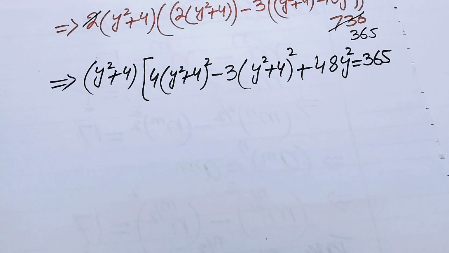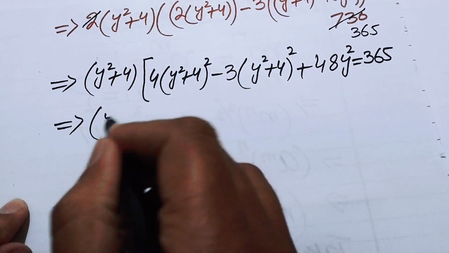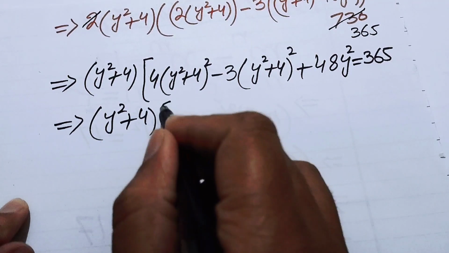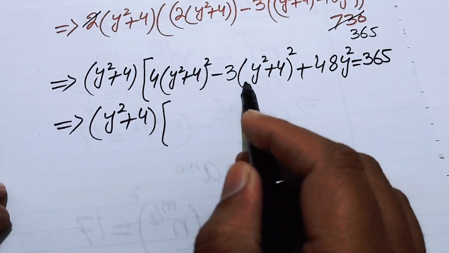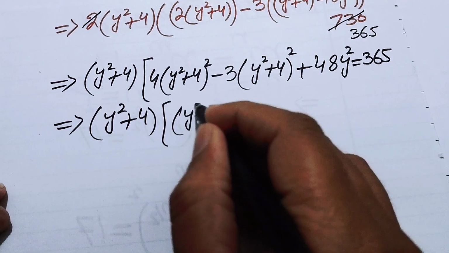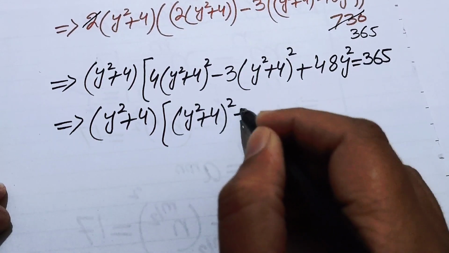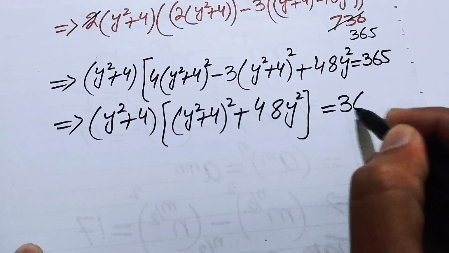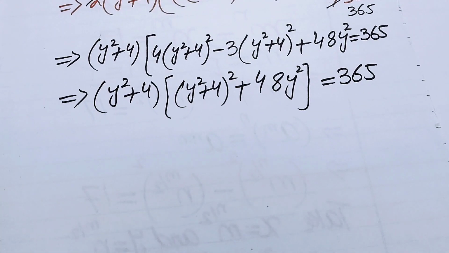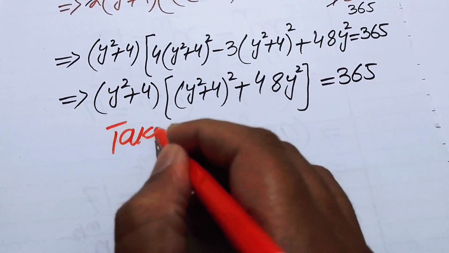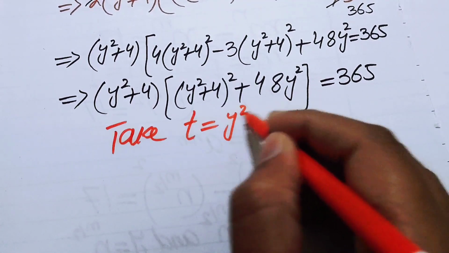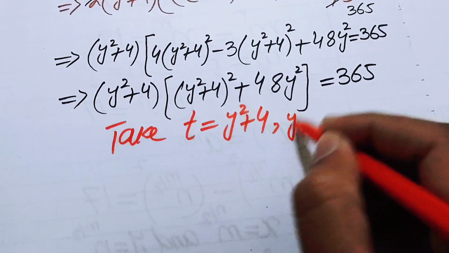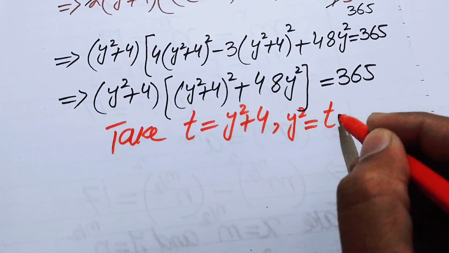So in the next step we again need some simplifications here, and we will write this expression as y squared plus 4 times this term minus 3 times this term equals y squared plus 4 whole squared, and we have 48 times y squared, and this whole equals 365. So now we again take a little bit of simplification here, and now we can take t equals y squared plus 4, and here we get the value of y squared, it equals t minus 4.